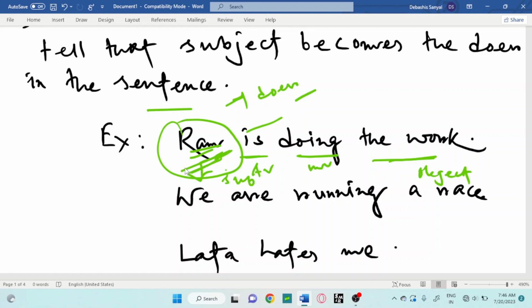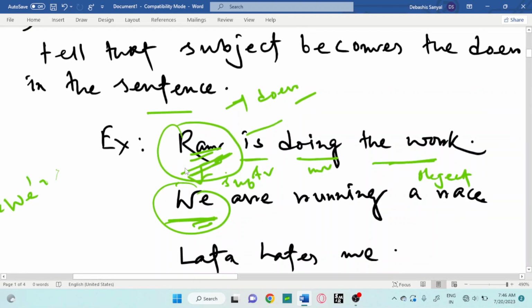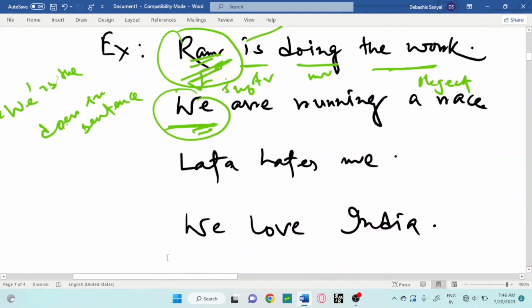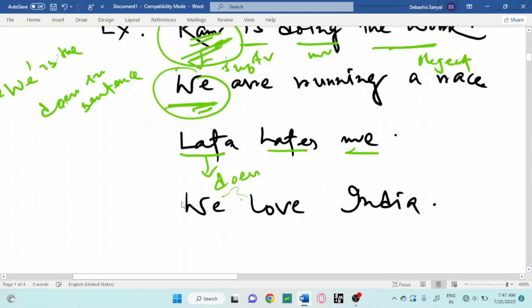Just like this, we are running a race. We is the subject, and we is the doer in the sentence. See number 3: Lata hates me. Lata is the subject here, hates is the verb, me is the object. Lata is active, or Lata is the actual doer. Actually, she does the work.